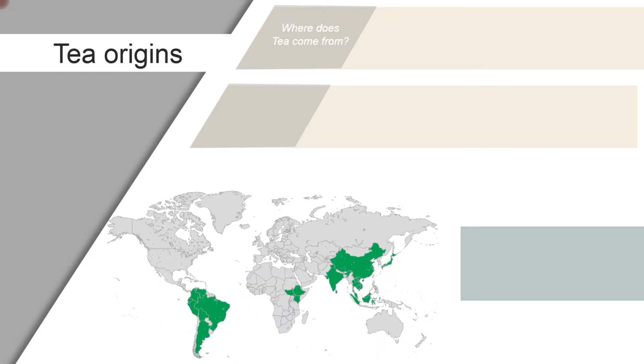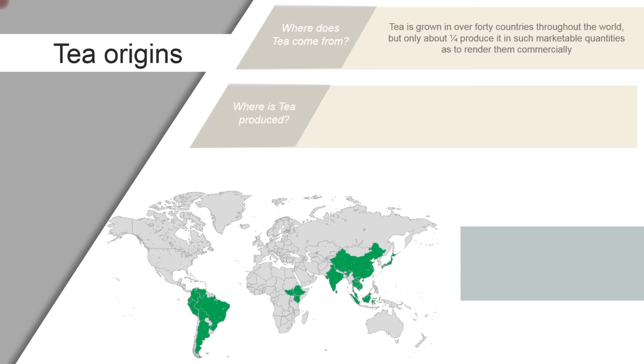Tea origins. Where does tea come from? Tea is grown in over 40 countries throughout the world, but only about a quarter produce it in such marketable quantities as to render them commercially viable. Where is tea produced? Tea grows in different climates, mostly in Asia, Central Africa, and South America.